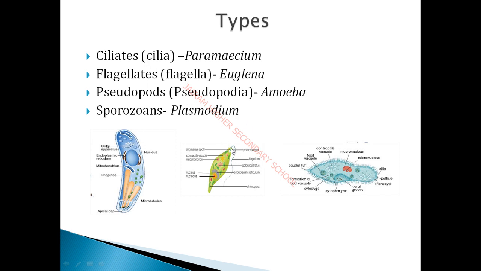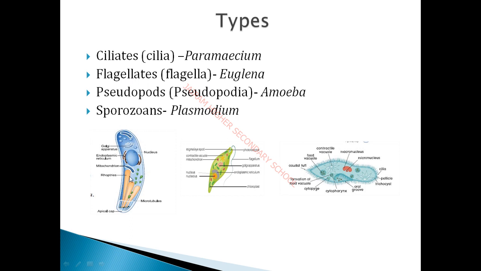So like bacteria and algae, you can see a small whip-like outgrowth from one part of the cell. So this is called flagella. If flagella is present, it is called flagellates, and this is an example. Euglena is an example of flagellates.